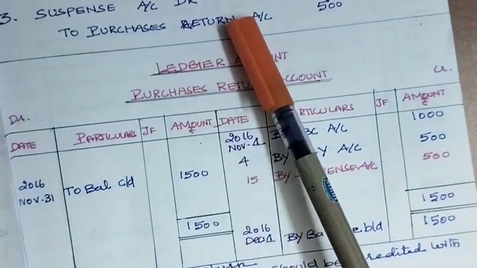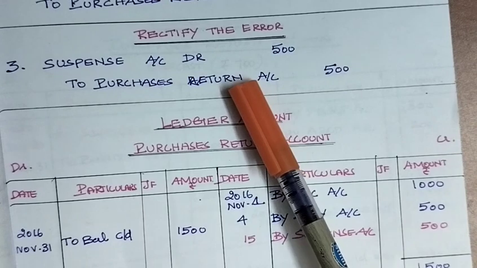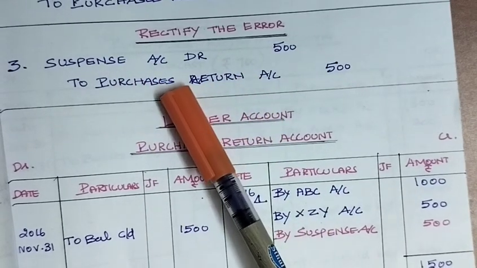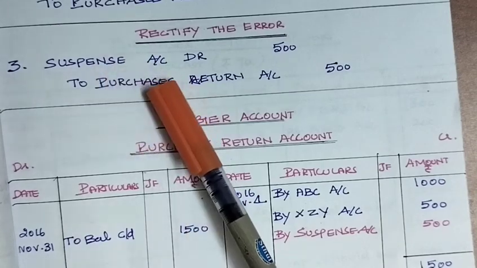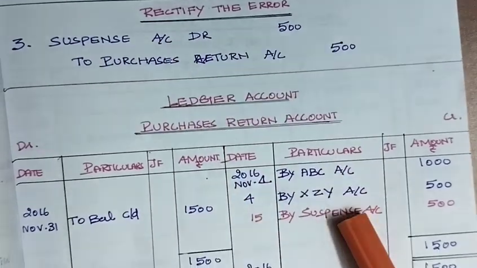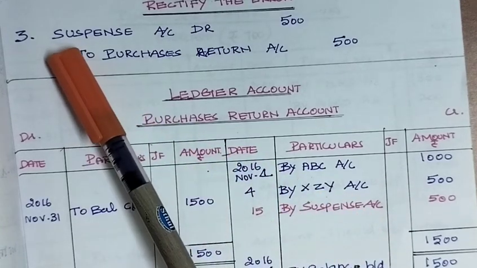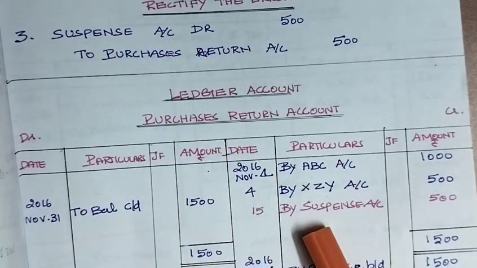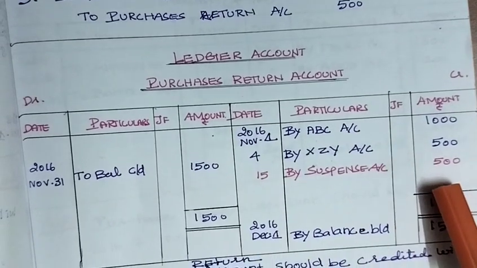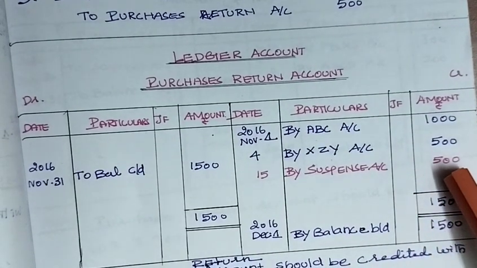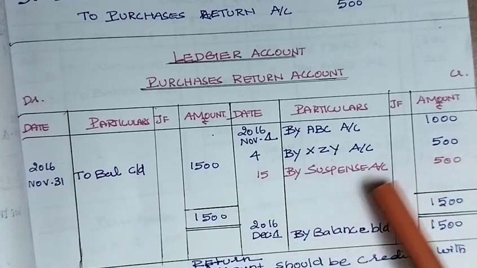Listen here, then what you have to do? You have to post it into the ledger account. Where is the purchases written account? It is on the credit side. So you go to the credit side. The opposite account name is suspense account. You have to write by suspense account 500 rupees, entered on the credit side. Okay, then everything will be changed.